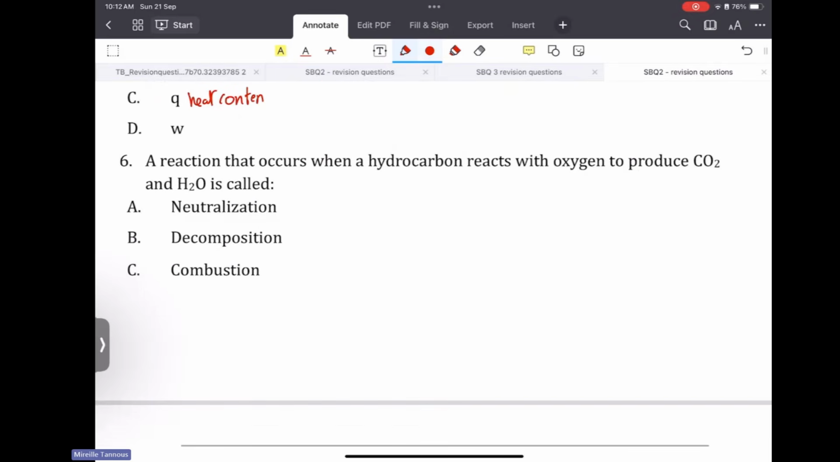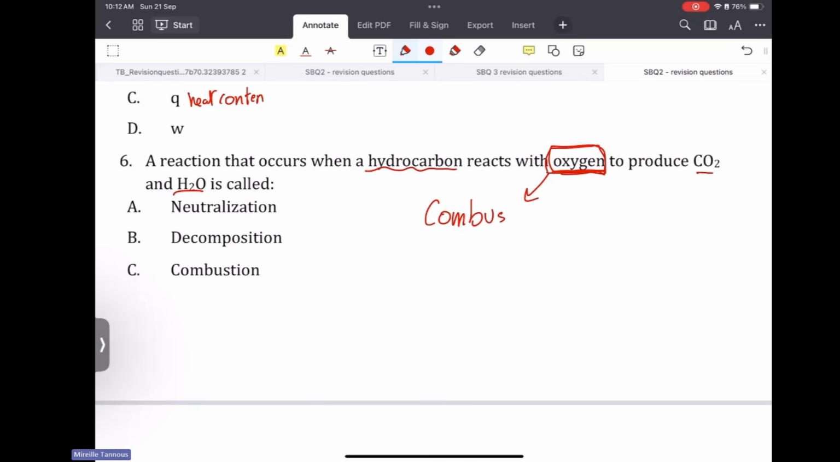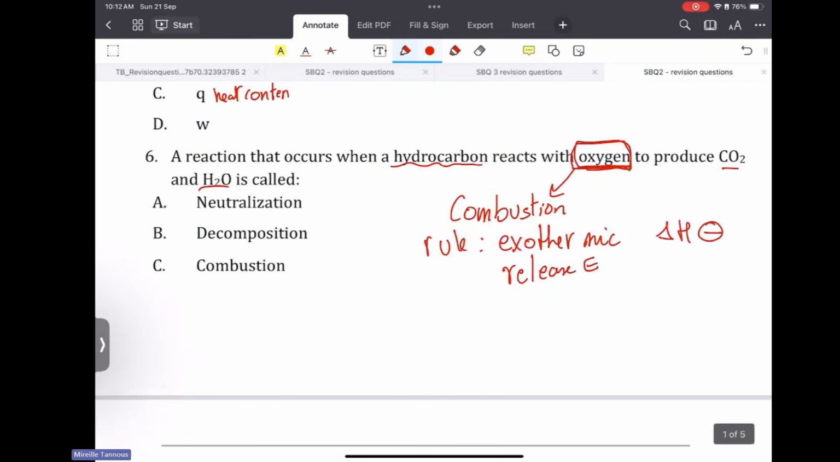A reaction that occurs when a hydrocarbon reacts with oxygen to produce CO2 and H2O. Any reaction with oxygen is called a combustion reaction. And combustion reactions are always exothermic. That's a rule, meaning their delta H is negative and they release energy. So, oh, it's here. So it is combustion reaction.